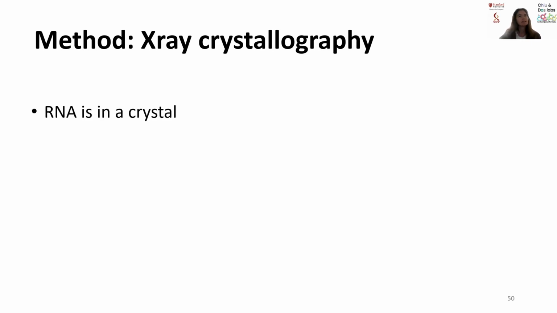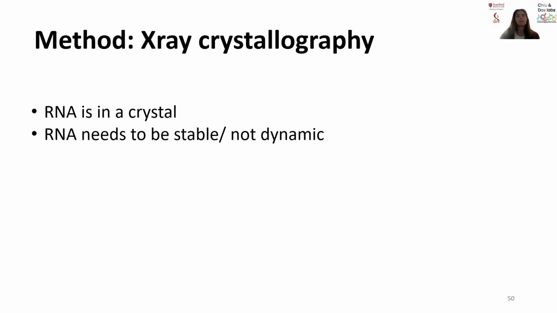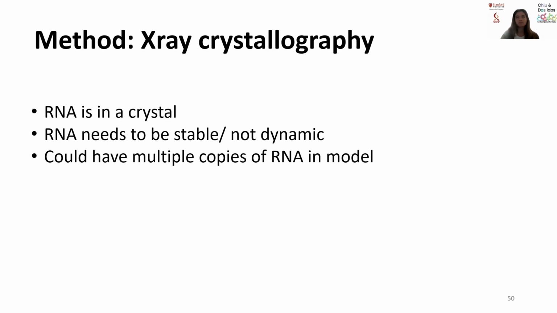So what is it? The main difference I would say between NMR and cryo-EM is that the RNA is in a crystal. So it's not floating around in water. It's in this compact form next to other RNA molecules. To get it into a crystal, they often have to stabilize it to make it non-dynamic. So it's really in a nice compact form. So this could be mutations. They could add some additives.